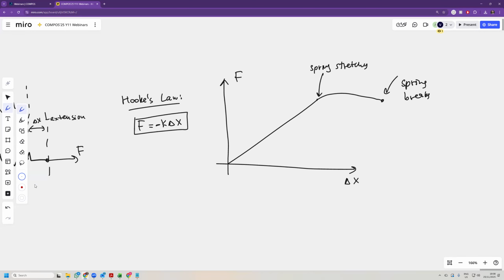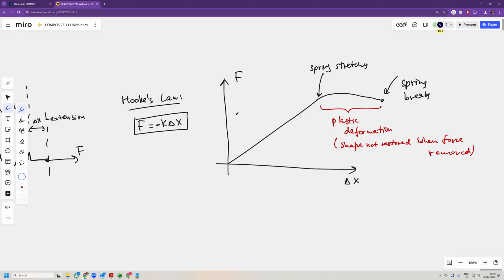So this is the stretchy spring. We call it plastic deformation. It's called plastic because it does not return to its original shape when you remove the force. Shape not restored when force removed. So if you let it go, it stays wonky.